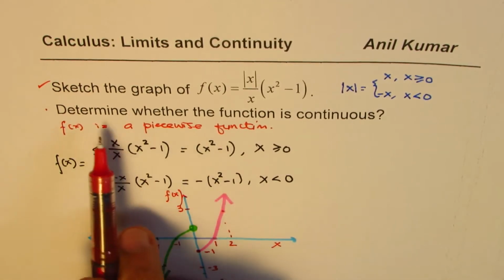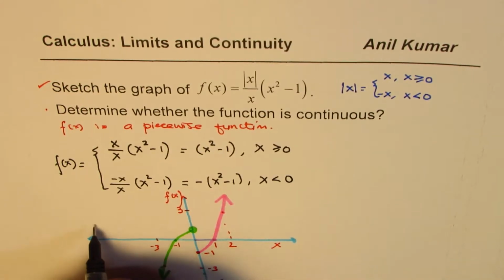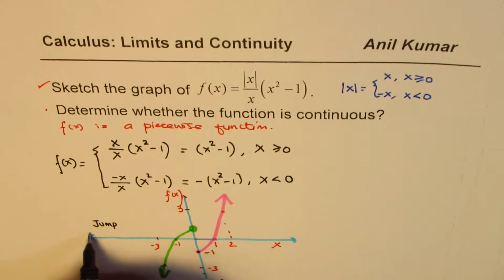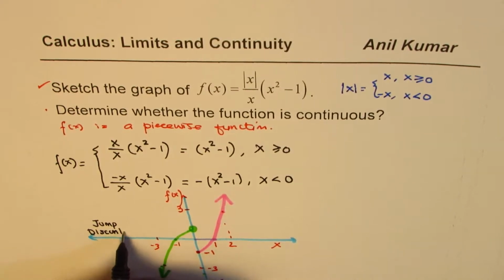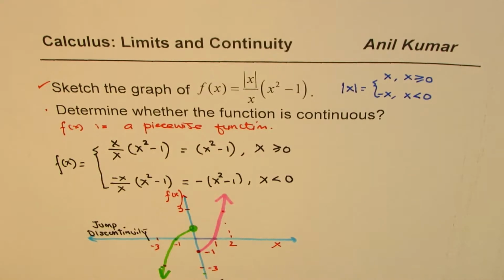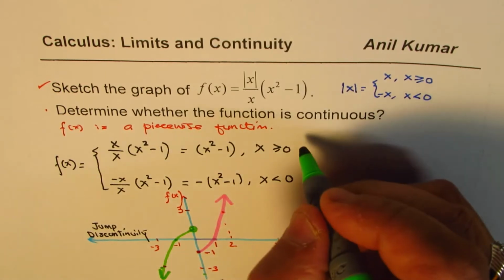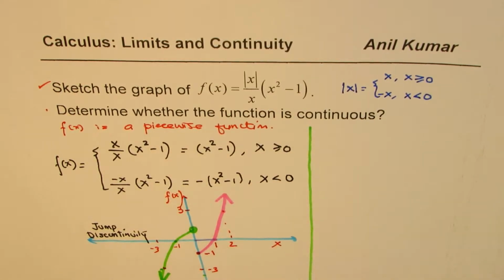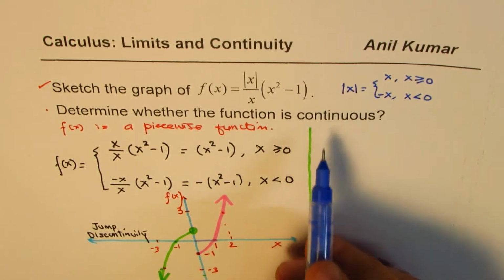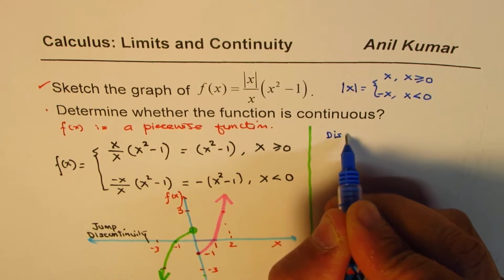Now let's look into whether the function is continuous or not. So clearly from here you can see that there is a jump discontinuity, right? So the function is not continuous, right? So when we say a function is not continuous, let me explain how we should explain it to get full marks. Now, talking about continuity, we say it is discontinuous.